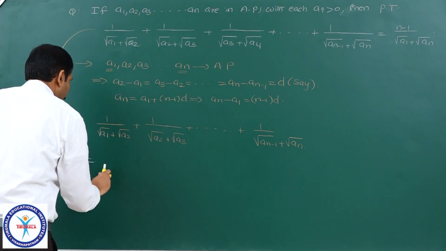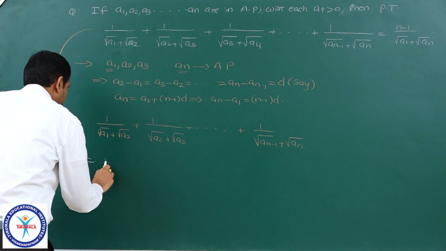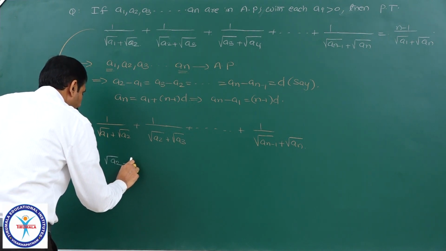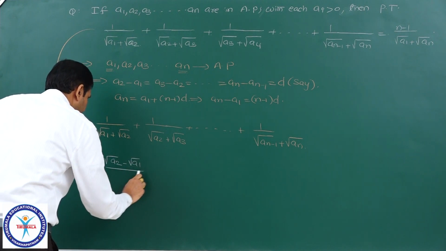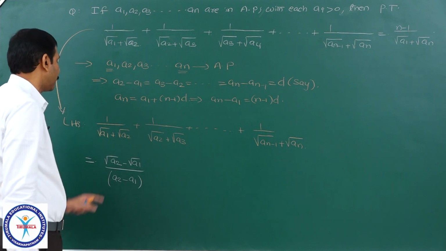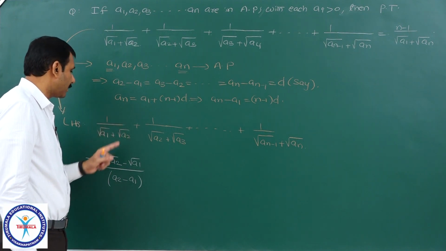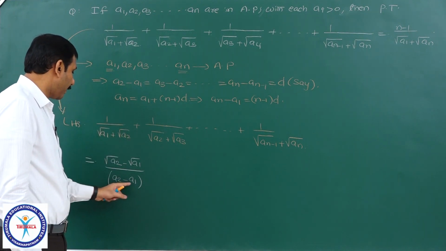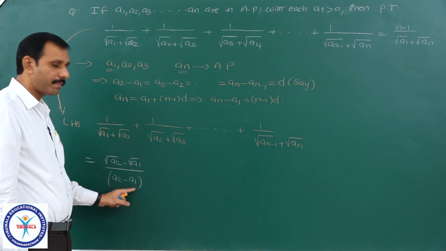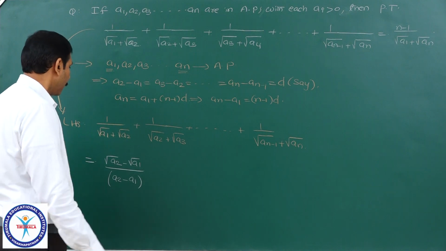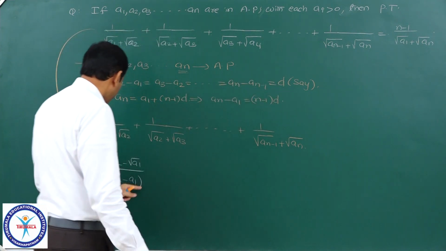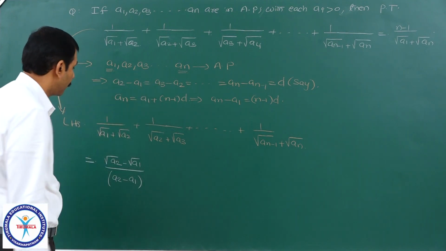If I rationalize, you see, root of a2 minus root a1, I am taking denominator, it will become a2 minus a1. Hope you can understand. I am writing this minus this by denominator a2 minus a1. Of course, even if I want, I can write a1 minus a2 also, but I have written in this way because I have taken a2 minus a1 equal to a3 minus a2 and so on equal to d. If I write a1 minus a2, I have to take minus d.